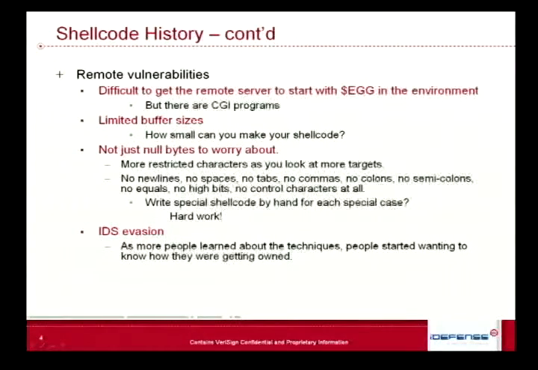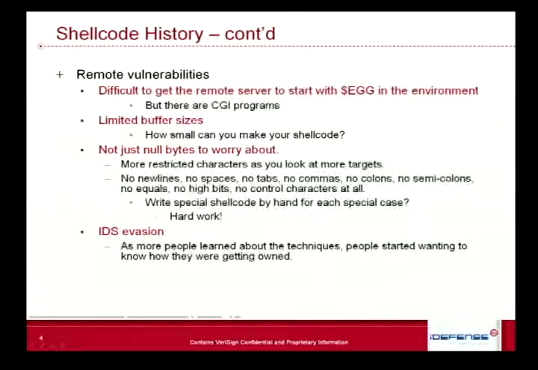The vulnerabilities that were discussed in Aleph One's paper were local vulnerabilities, not that exciting. Most people are more interested in researching remote vulnerabilities, and that adds some additional complexities. We don't have as much control over the remote machine. We can't tell that remote application what to start up in memory, what to use as its environment variables. We also may have limited buffer sizes. And it's not just null bytes that we have to worry about.